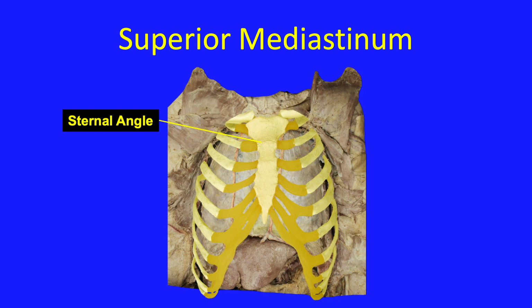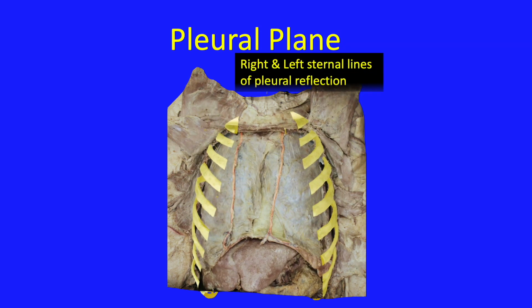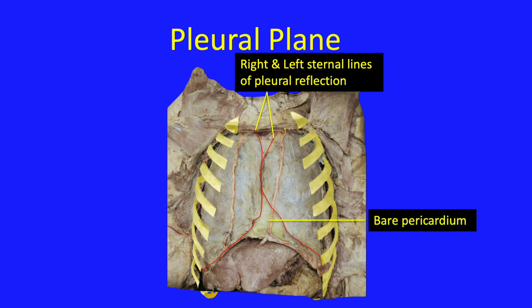What do we see if we remove the sternum, costal cartilages, and anterior portions of the ribs? The pleural plane. Note the right and left sternal lines of pleural reflections. They come pretty close to one another just posterior to the sternum, and then the left one departs because of the heart, creating the bare area of the pericardium. As an aside, does this remind you of where to insert a needle to alleviate the symptoms of cardiac tamponade?